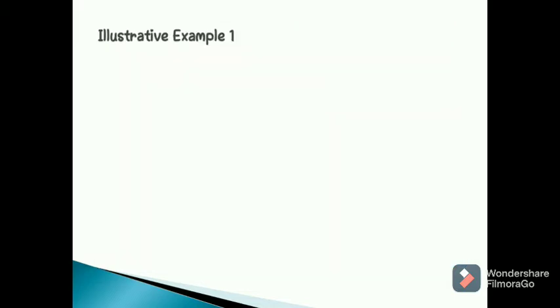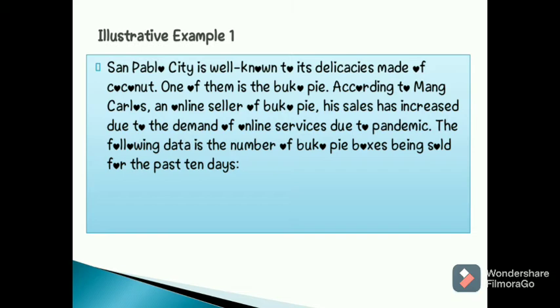So, let's try an example. San Pablo City is well known for its delicacies made of coconut. One of them is the buko pie. According to Mang Carlos, an online seller of buko pie, his sales have increased due to the demand for online services due to the pandemic. The following data is the number of buko pie boxes sold for the past 10 days. Find Q3.